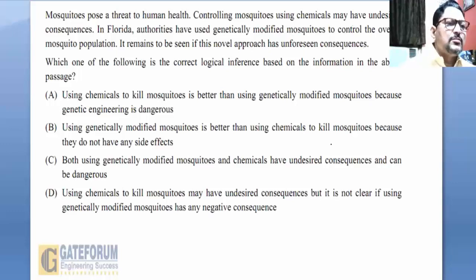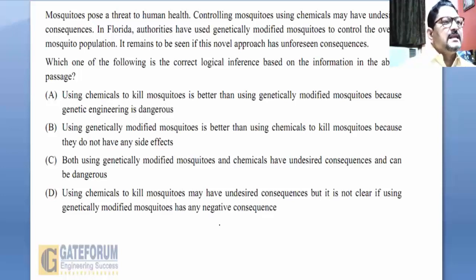So this is also wrong, which leaves us with the remaining one, which has got to be the true one. In the exam, I would have clicked that, but here, let us study that also. Using chemicals to kill mosquitoes may have undesired consequences. But it is not clear if using genetically modified mosquitoes has any negative consequence.